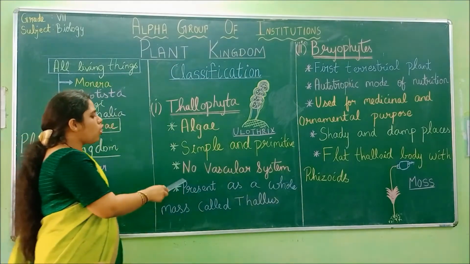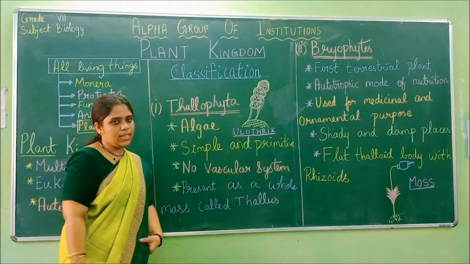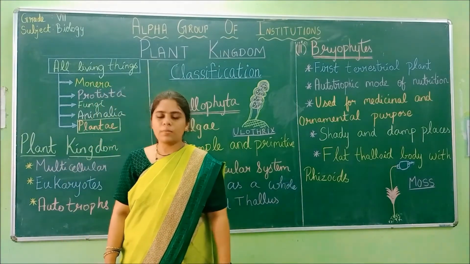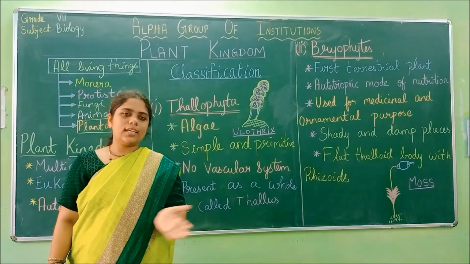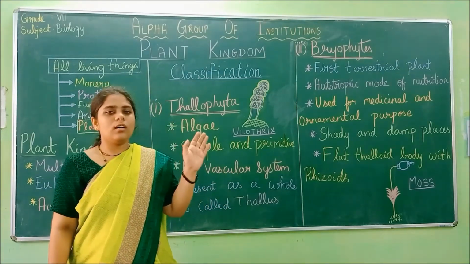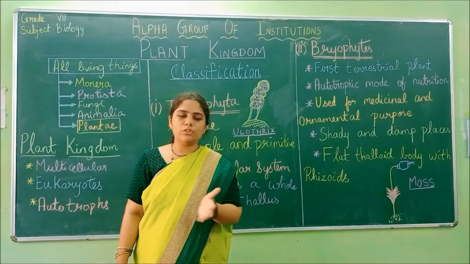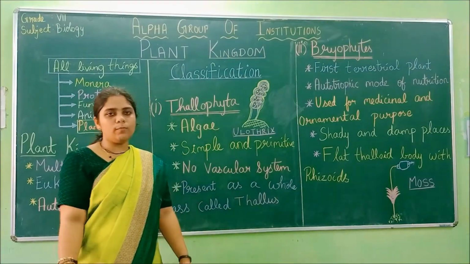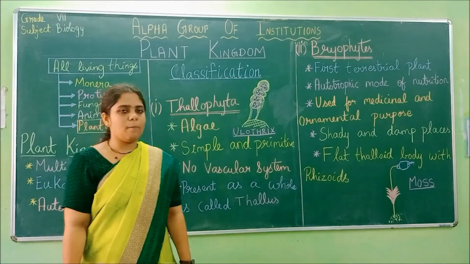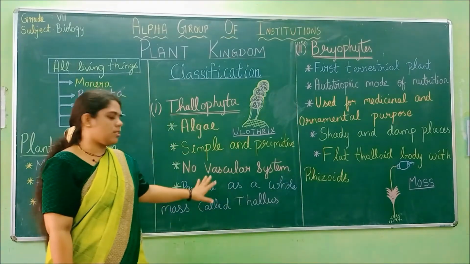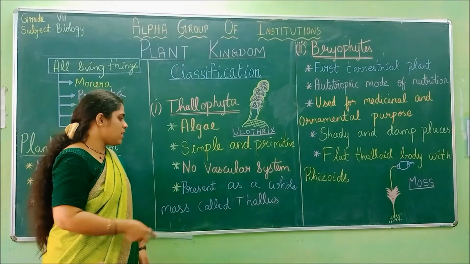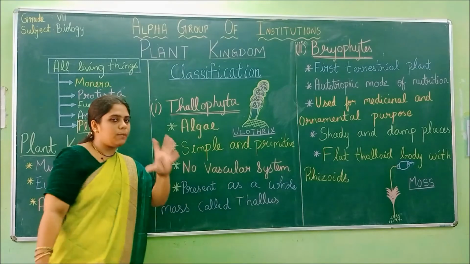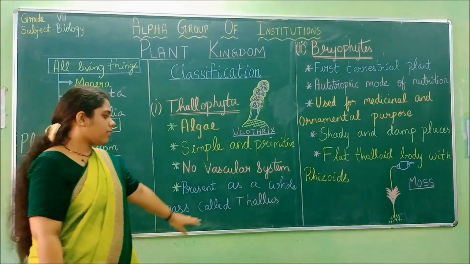And next, no vascular system is present. Vascular system means the presence of xylem and phloem. What will xylem do? It will transport the water. Phloem will transport the nutrients. But here no vascular system, no xylem and phloem will be present, since it is very simple. And next, the plant body is a whole mass called thallus. It will be a bunch called thallus.